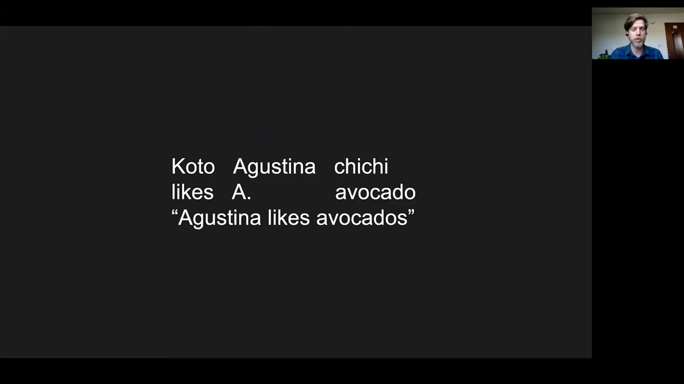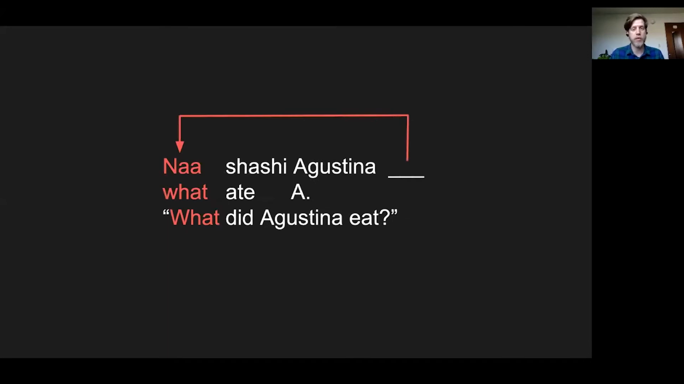However, this basic word order is often disrupted. One case where it's disrupted is if there is a question word somewhere in the sentence. Question words like what, who, where, how, etc., all move to the beginning of the sentence in Mixtec, in a similar way that they do in English. So what did Agustina eat would literally be what ate Agustina.